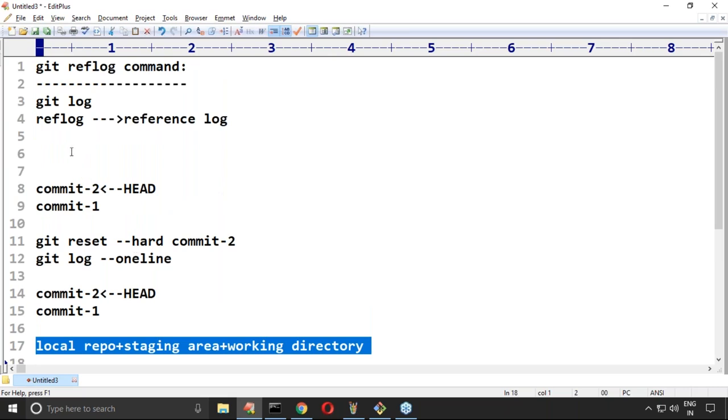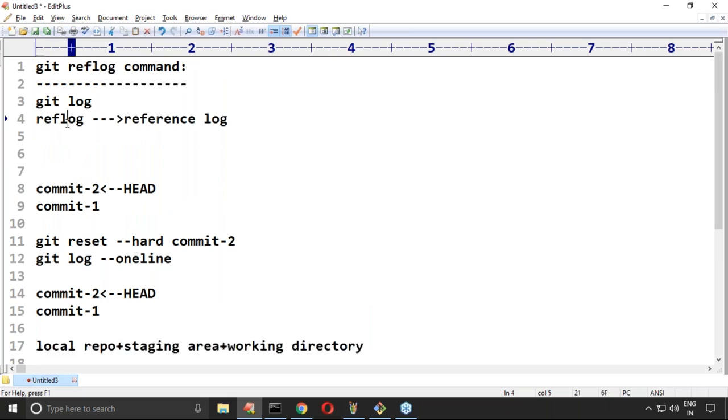But here there is one concept, the reflog concept. This concept is going to be very helpful. Even such destructive operations we can undo by using this reflog command.